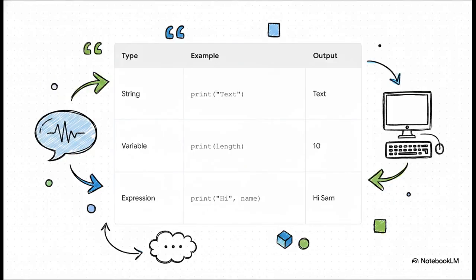But communication is a two-way street, right? So how does the computer actually speak back to us? Well, it uses output statements, specifically the print function. It's super straightforward. You can print a direct string just by throwing it in quotes, like print text. You can print the value hiding inside of a variable just by calling its name, like print length. Or you can get a bit fancy and print a whole expression, separating different pieces with commas. So print hi name would actually output something like hi Sam. Python even automatically adds the spaces for you. It's so simple, yet incredibly powerful.